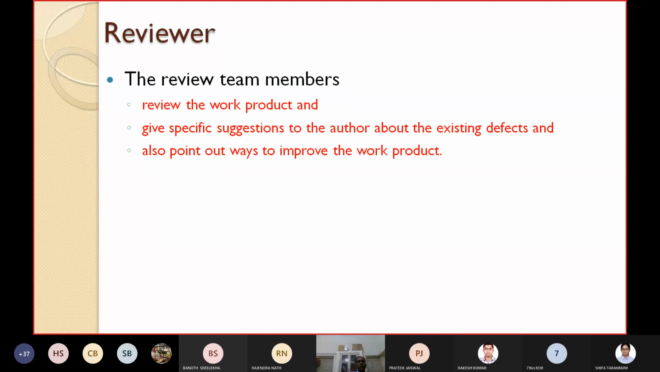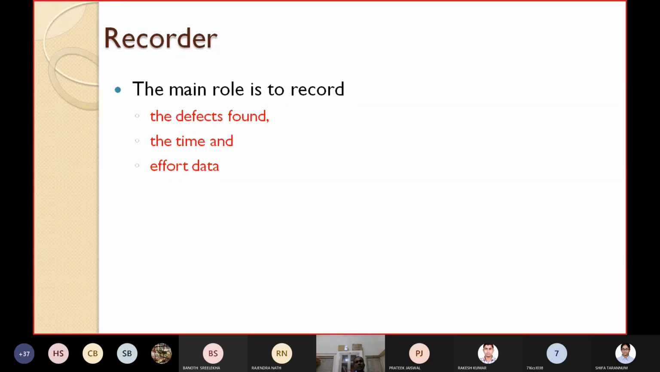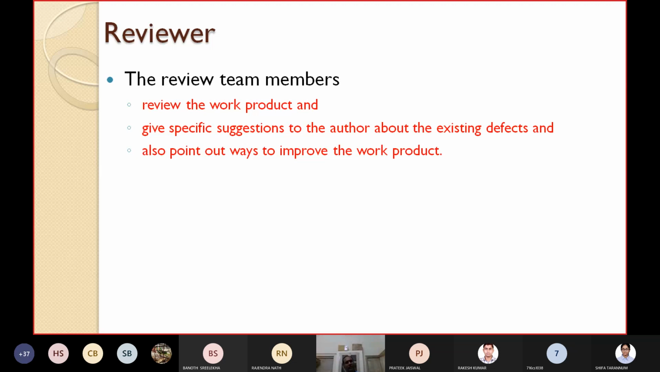The review team members, their responsibilities are as follows. They review the different work products and give specific suggestions to the author who has made the work product about the existing defects and their locations, and they also point out ways to improve the work product. They will identify the defects and how to overcome them, how to remove and correct them. They also point out ways to improve the work product by removing these defects. So these are the responsibilities of the review team members.